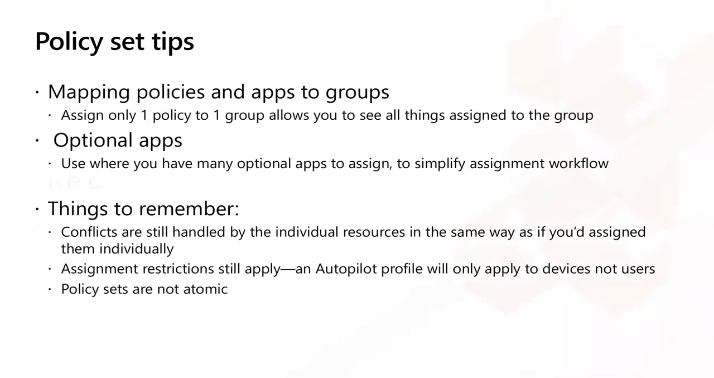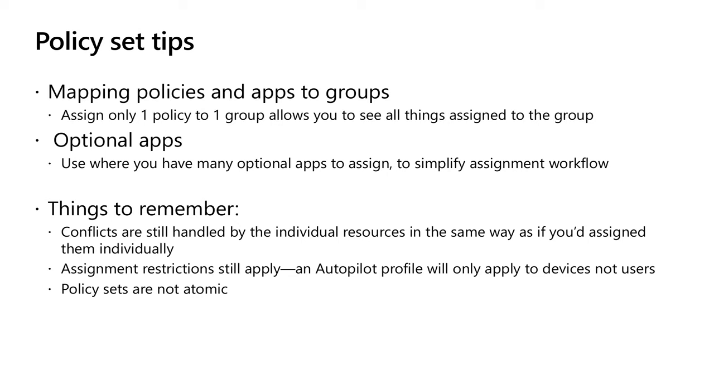So just to recap on policy sets, quick tip. If you keep a one-to-one mapping, one policy set to one Azure AD security group, that keeps finding everything that's going to that population of users' devices simple. You can always just go right back to the policy set. If you have lots of optional apps that you want to just show up in the company portal and let the users choose whether or not to install it, policy sets are a great choice because every time I just add the app, it also will automatically configure it to be an optional install for the user.